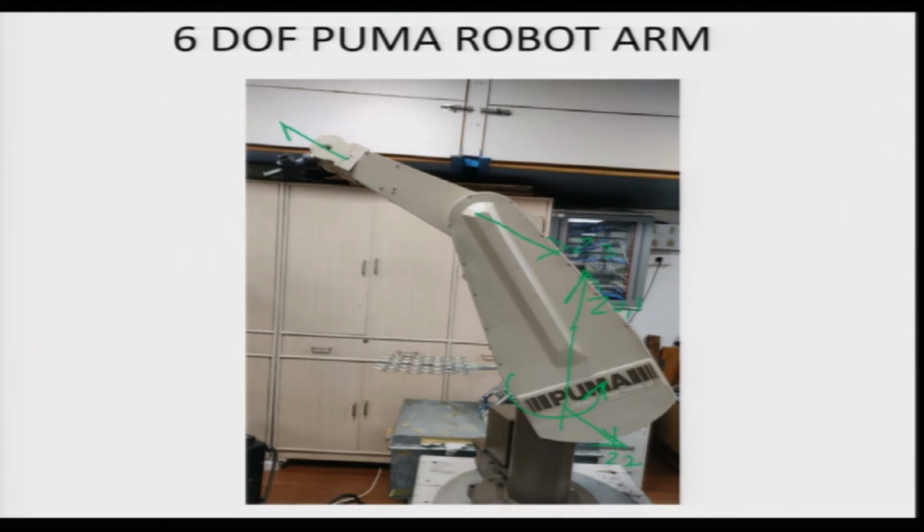Now Z4, Z5 and Z6 are given here. So Z4, Z5 and Z6 are given at the wrist. Okay. So it has 6 degrees of freedom. The first one is this axis, second is this axis, third is rotation about the elbow, fourth is rotation about the roll axis, which is here. This is the pitch axis, and that is the yaw axis. Okay. So this is a 6 degree of freedom robotic system.